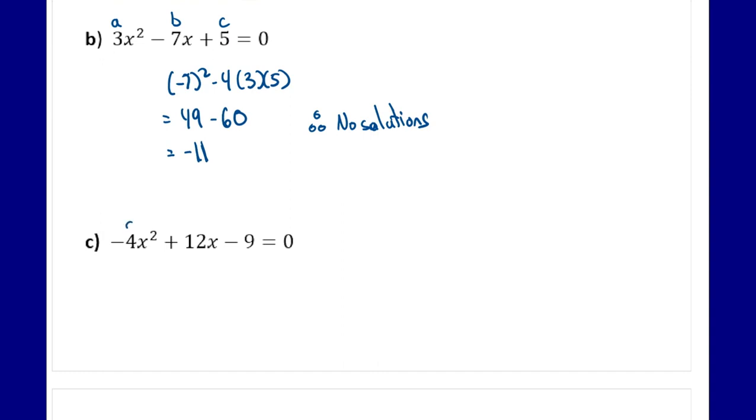And then lastly, again, a, b, c. You might be able to guess which one this one might turn out to be. 12 squared minus 4 times negative 4 times negative 9. We get 144 minus 4 times 4, negative 4 times negative 9. Ooh, minus 144 equals 0. So because the discriminant is 0, therefore there is one solution.